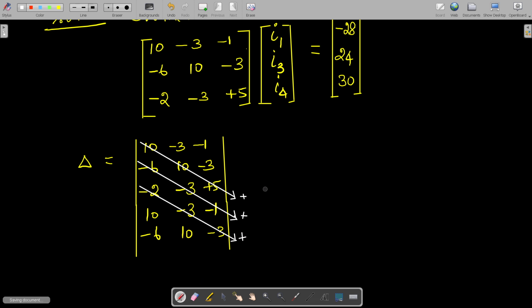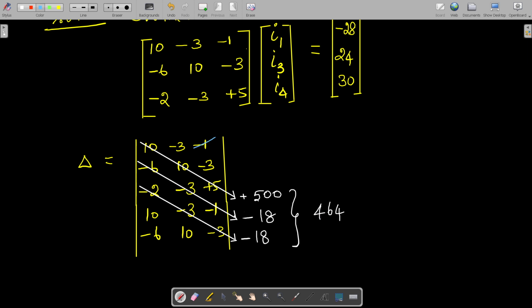So 10 into 10 into 5, it is 500. Already plus sign, plus into plus plus, so it is plus 500. Then here minus 6 into minus 3 into minus 1, so it is minus 18. Minus into plus, it is minus again. So here it is changed to minus, so minus 18. Similarly, you go for the next one. It is minus 2, minus 3, minus 3. So it is minus 18. So minus into this plus, we get this as minus. So it is minus 18. Then you can add all these 3 values, so that we'll get it as 464.